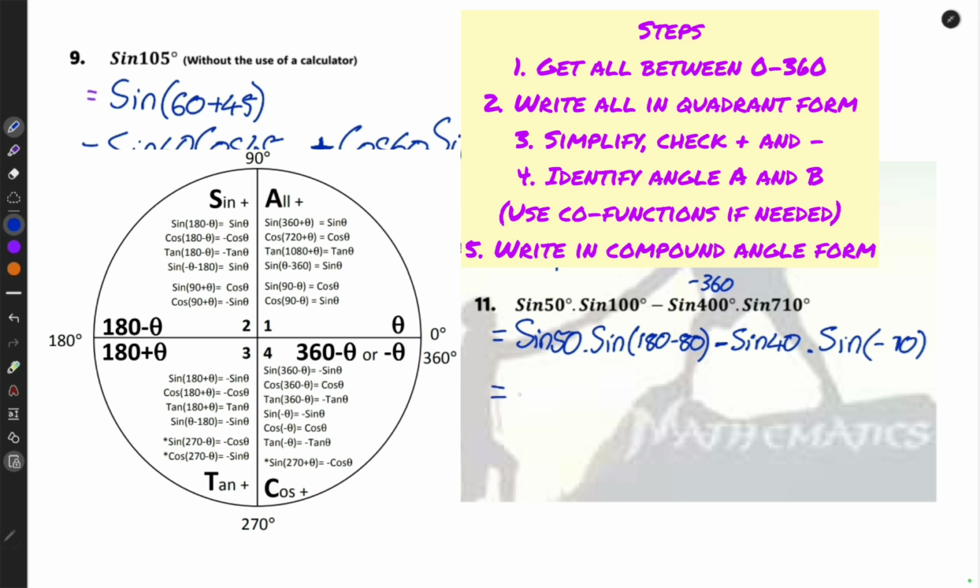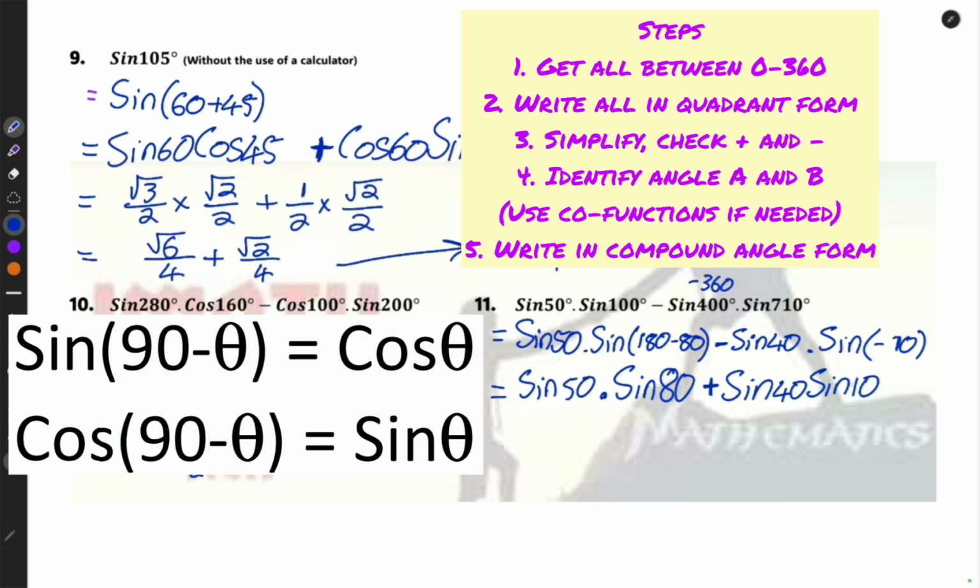So now I can rewrite everything in terms of quadrant 1, but I still only have sines there. But let's just tackle one problem at a time. So this stays sine 50. This becomes sine of 80. Now in the next one, I can see sine 40 is fine. Sine negative 10, because it's in the fourth quadrant, the minus just goes to the front. So this actually becomes a plus. And I can just say this is then sine 40 sine 10. Okay, so now everything is acute angles.